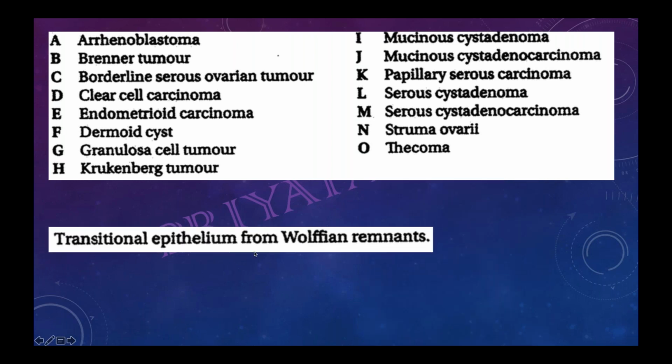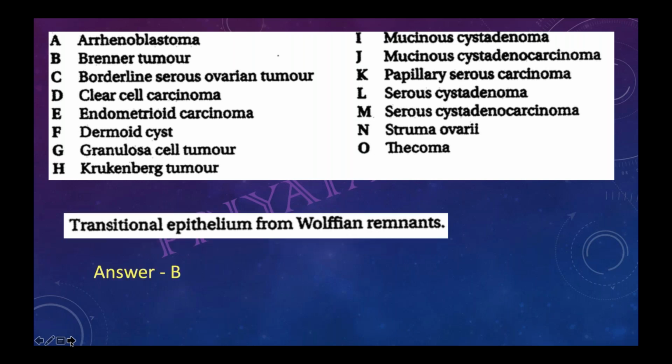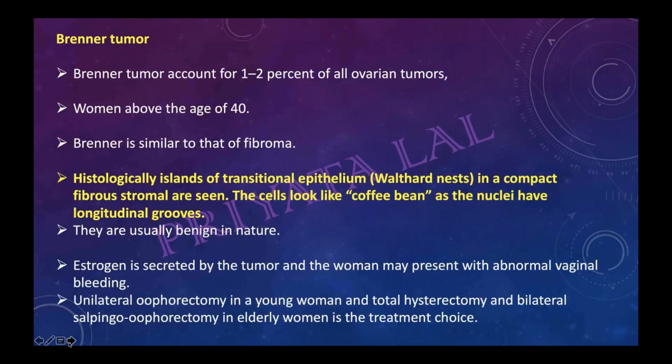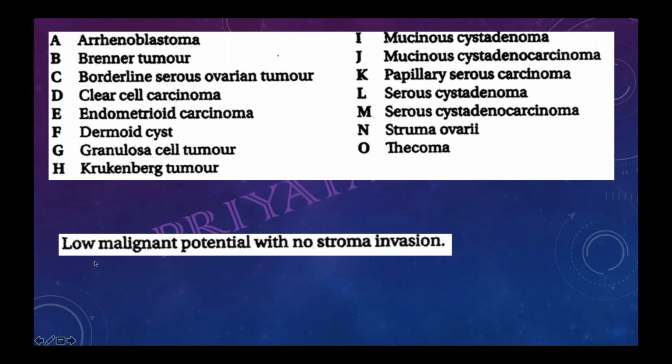Transitional cell epithelium from Wolffian remnant, what could the tumor be? Brenner tumor, ma'am. Yes, it is Brenner. Histologically, Brenner tumor has islands of transitional epithelium or Walthard nests in a compact fibrous stroma, looking like a coffee bean. So this is Brenner tumor, with low malignant potential and no stromal invasion.